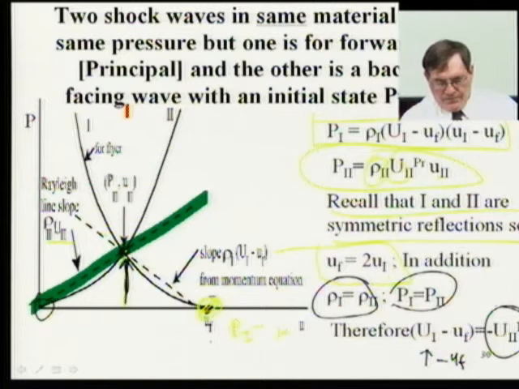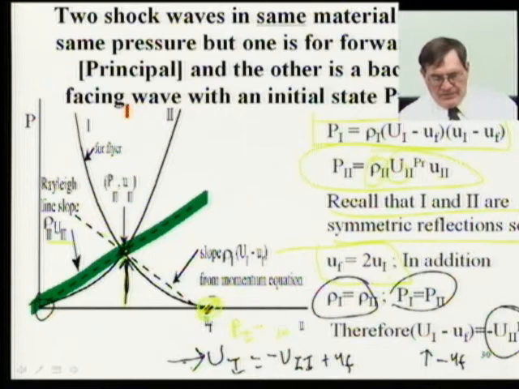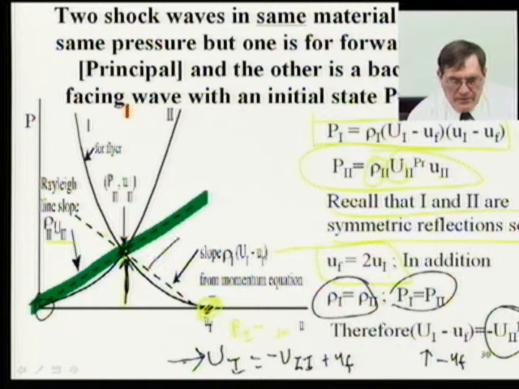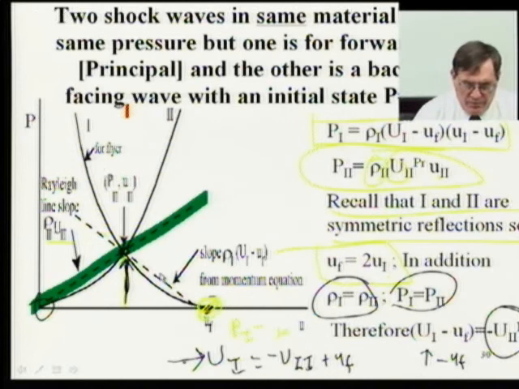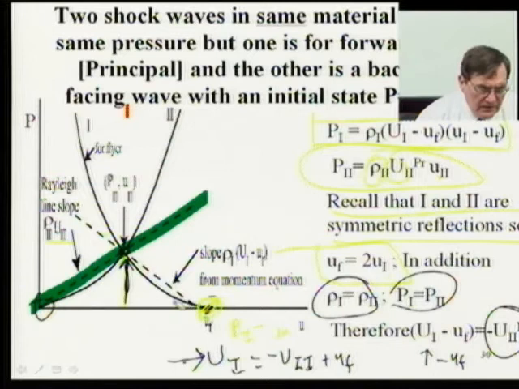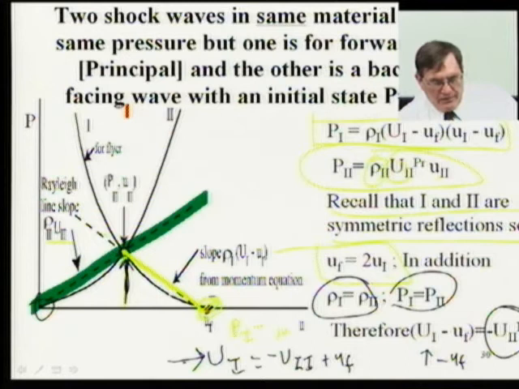Well, that means that for these equations to be valid, U1 is equal to minus U2, which is again the principal velocity, plus UF. So this tells you what the Eulerian velocity of this wave is, the wave that goes to this point along this backward Rayleigh line. I think it's important. So that shock velocity going backwards is not the same velocity, because it's a vector.